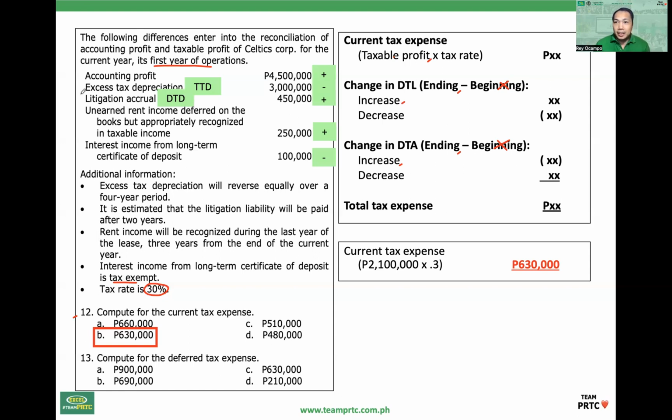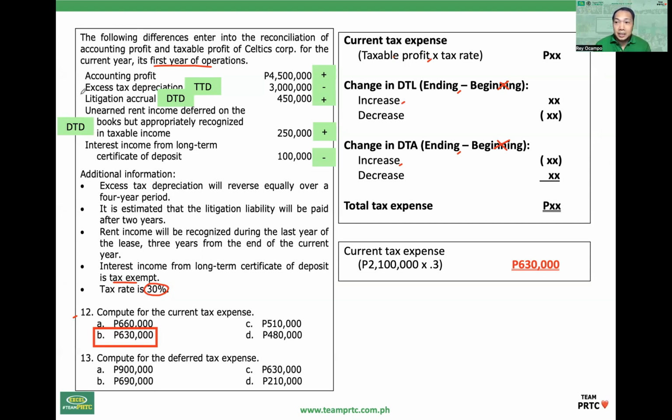Unearned rent, so later on, income na yan sa accounting. Pero hindi na yan taxable kasi na-tax na yan nung ma-receive. So not taxable later. Anong effect sa taxable profit? Decrease. So hindi na siya income later for tax purposes. So not taxable later, effect on taxable profit, decrease. So DTD.